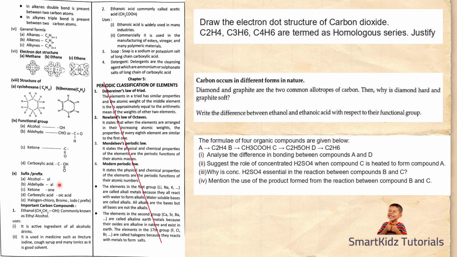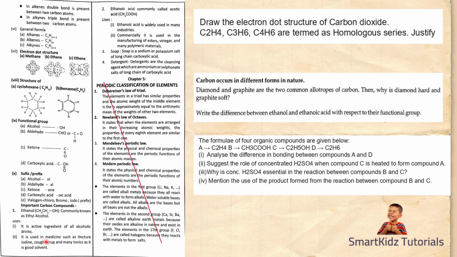Then we have aldehyde, which ends with the suffix al, the same way, ethanal or propanal. Ketone will be one, so propanone. Carboxylic acid will be oic acid, ethanoic acid. Halogen will be bromo, iodo, so bromoethane, bromopropane, iodopropane. These are halogens.